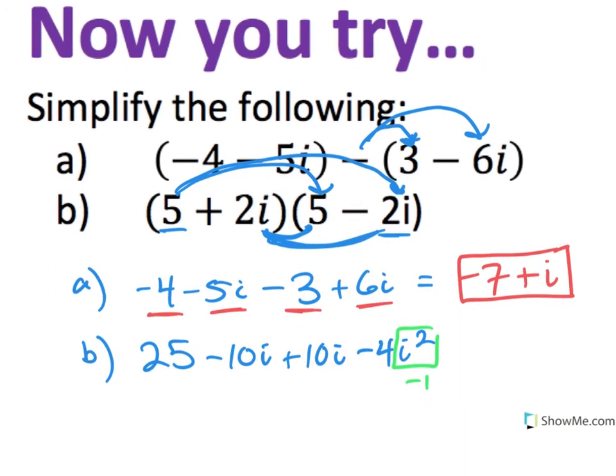In fact, I have 10i minus 10i, that's gone. And if I replace that -1 there, it becomes +4 overall at the end. And so 25 plus 4, final answer here would be actually 29. So we get a numerical answer back. No i's involved.